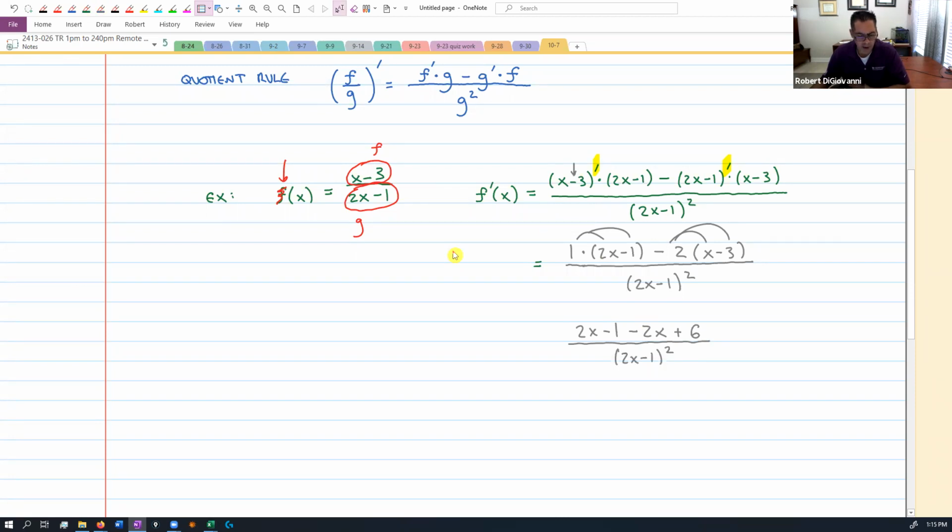Y'all see what happens up top? Yep, the 2x's go away. 1 take away 6, yep, 5. 5 over the bottom, which is 2x minus 1 squared. I think I might have written the problem down wrong.